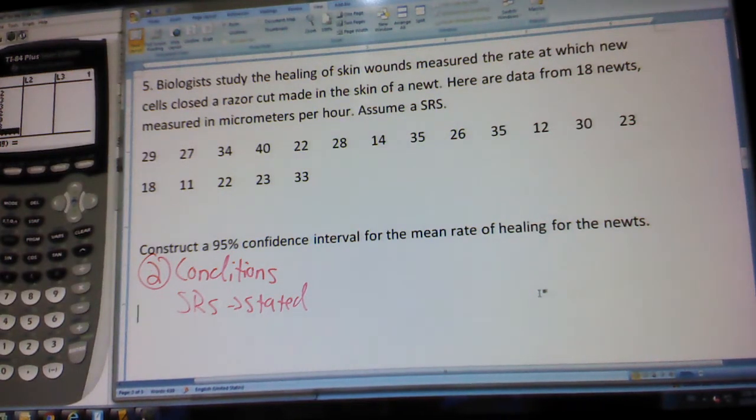And then we always need to check for normality. You have two choices. One is, can I use the central limit theorem? I have 18 newts. 18 is not bigger than 30. Cannot use the central limit theorem. So I must do option 2, which is graph. I plugged all the numbers into the calculator, and now I'm going to graph it.